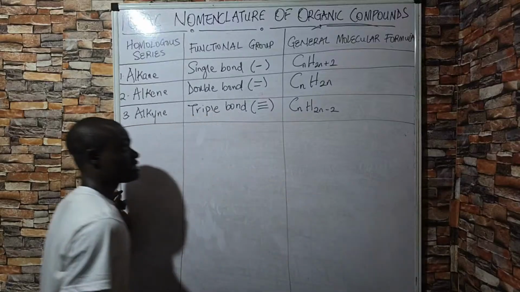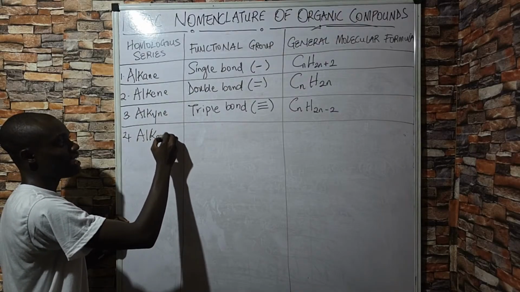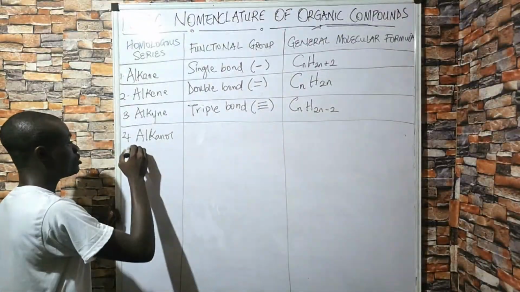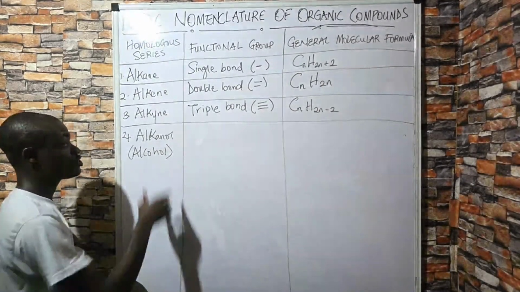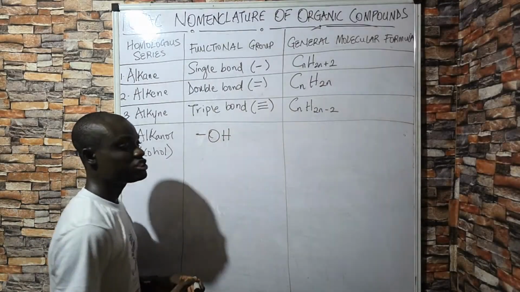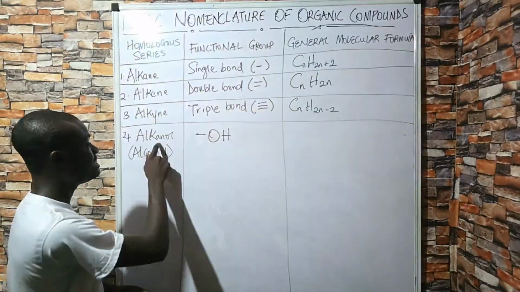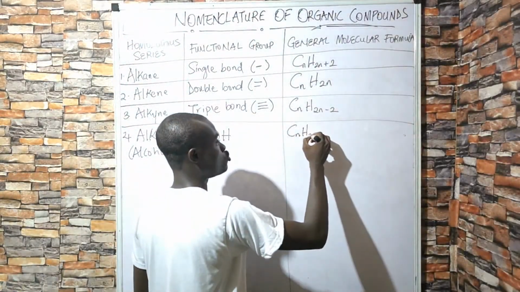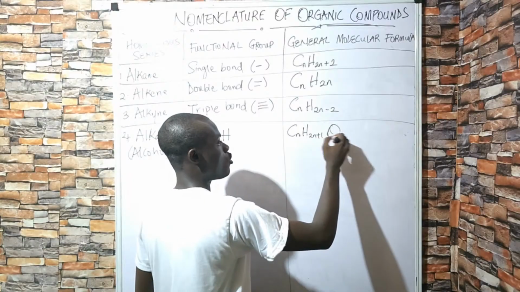So we have that. Then next we are going to look at what we call the alkanol. Now for any family I give you from number 4, I'll tell you their IUPAC name, which is alkanol. They were previously called alcohol, and they are still referred to as alcohol, but their IUPAC name is alkanol. Now the alkanol's functional group is OH. So if you see a compound that has OH, that's the hydroxy group. Start thinking of the alkanol. The general molecular formula is CnH2n plus 1 OH.